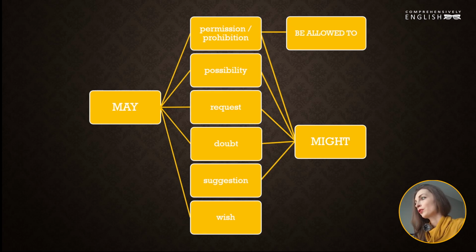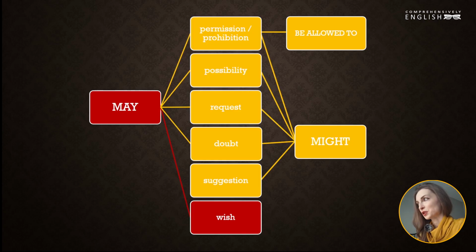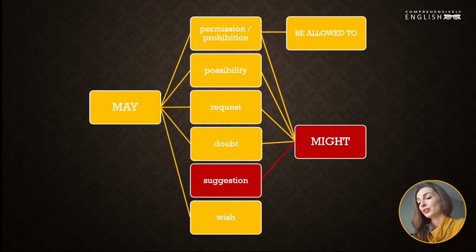Please pay attention to the fact that may and might do not share all these meanings. Might and may share four of them. Both can express permission and prohibition, possibility, request, and doubt, while only may can express a wish in optative sentences and only might can express suggestion. Permission or prohibition can also be expressed by be allowed to, which is a periphrastic modal, and we're not talking about it today. We'll talk about it in detail in a separate video.